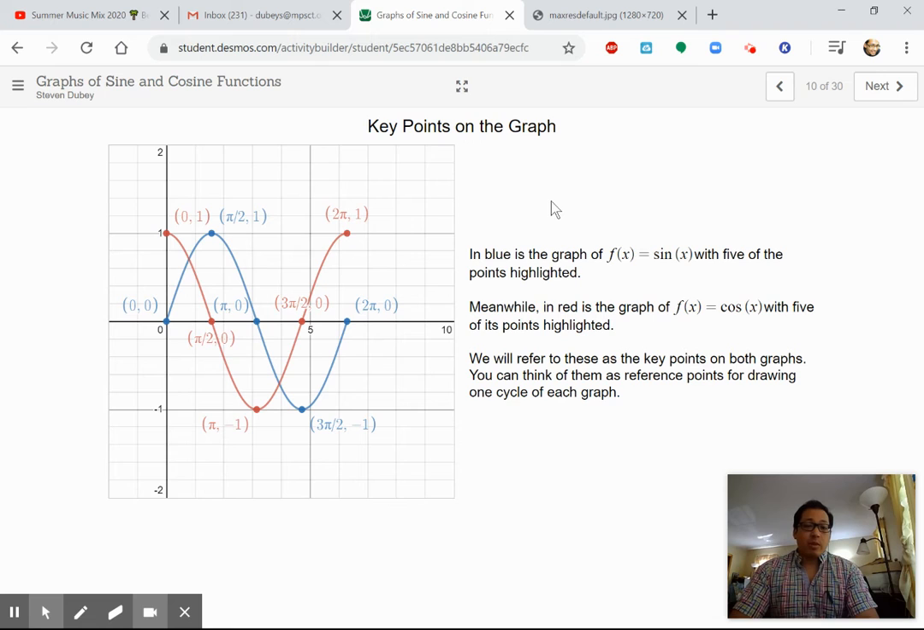Why do I call these key points? Because there are other points on the graph, right? It's continuous. But these are important points to recognize because they'll be useful for writing the equations for these graphs later. If you can recognize where's the maximum, where's the minimum, how do I fit this together, using these 5 key points as your skeleton for the graph is useful.